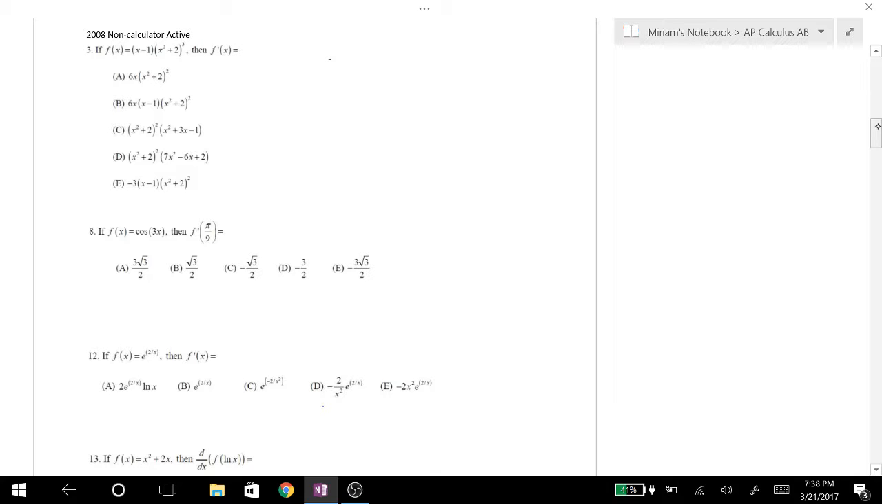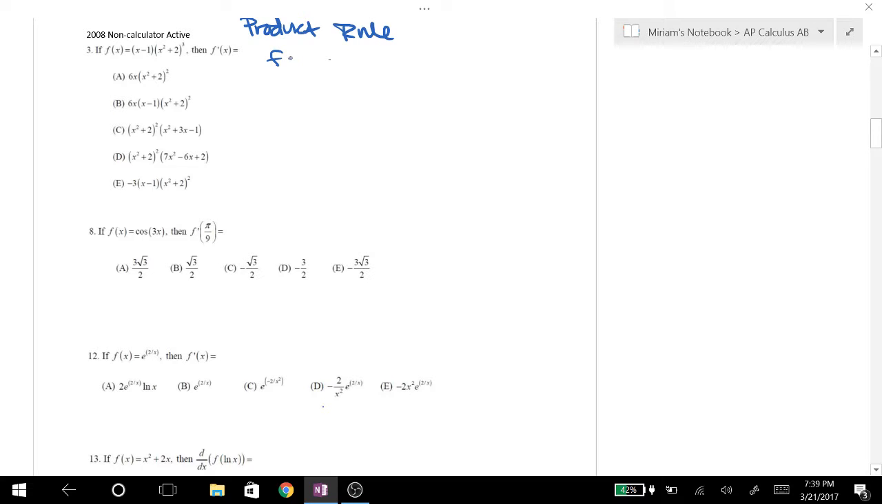So number 3 here is non-calculator active. They give you f of x, and you need to find f prime of x, which is the derivative. So I'm seeing that I'm multiplying two things here, so I'm going to apply the product rule. I'm going to write that down, product rule.